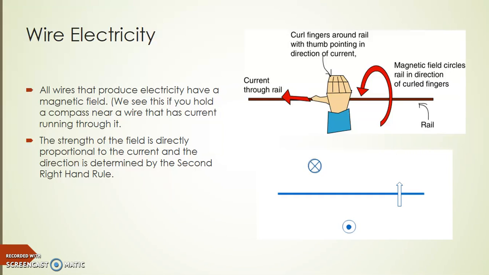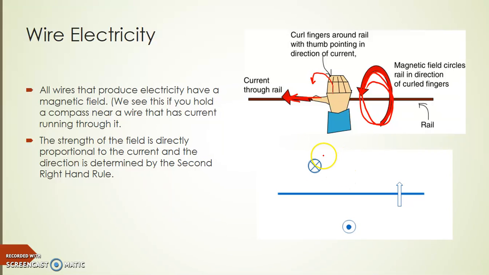And what you see here is the right-hand rule. You have your thumb pointing in the direction of the current. Then you have your fingers, which are going to curl around and point the direction of the field. So you're going to have this circular motion around it. Think about it three-dimensionally.